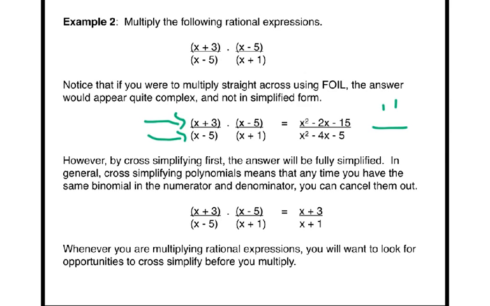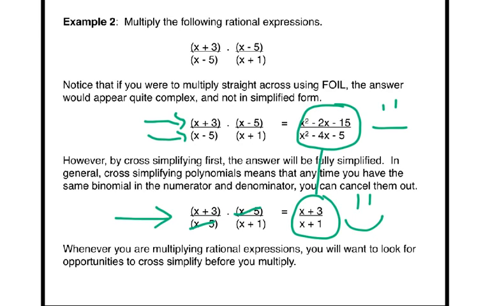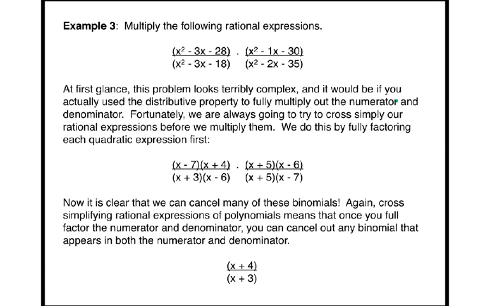In general, cross-simplifying polynomials means that anytime you have the same binomial in the numerator and in the denominator, you can cancel them out. Take a look. In this multiplication problem, I have an x minus 5 in the bottom and in the top, so I can cancel them, leaving me with the simple expression x plus 3 times x plus 1. Believe it or not, these two expressions will give you the same input-output on a factor table, provided you're using the numbers in the domain. Whenever you are multiplying rational expressions, you will want to look for opportunities to cross-simplify before you multiply.